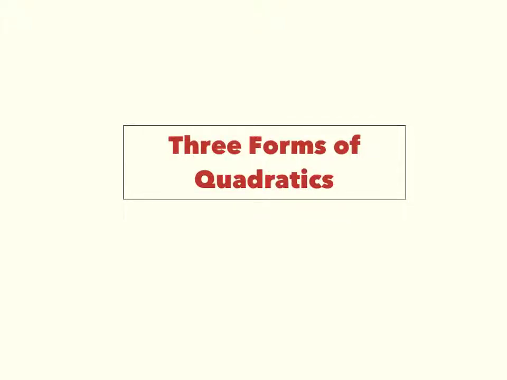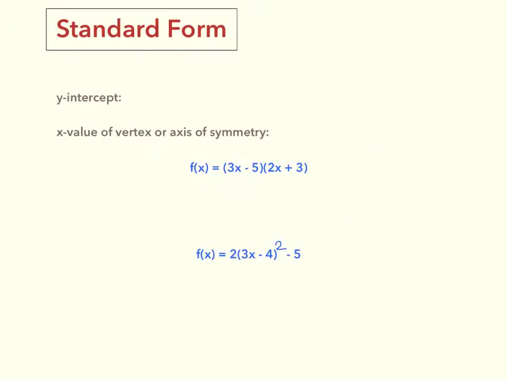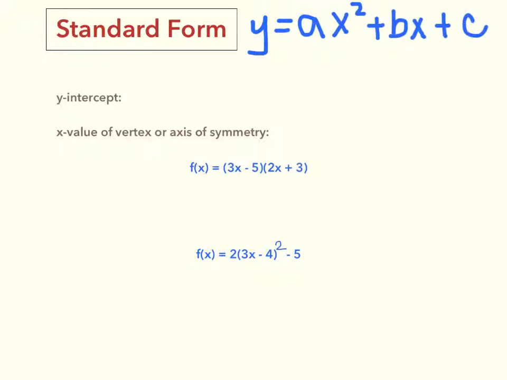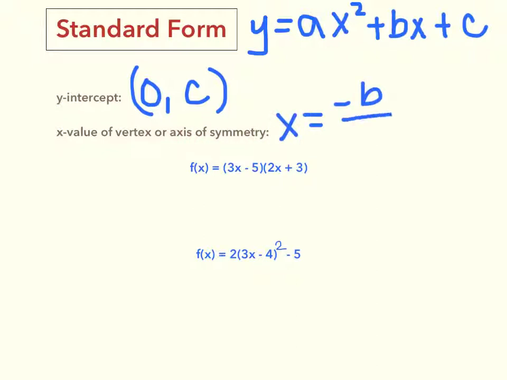Let's get started. The form you're probably most familiar with is standard form because we've been working with that this whole unit. And that is y equals ax squared plus bx plus c. When you're in standard form, you can tell right away what your y-intercept is because it's just c. It's just this last number at the end. You could also find your x value of the vertex or your axis of symmetry if you use x equals negative b over 2a.